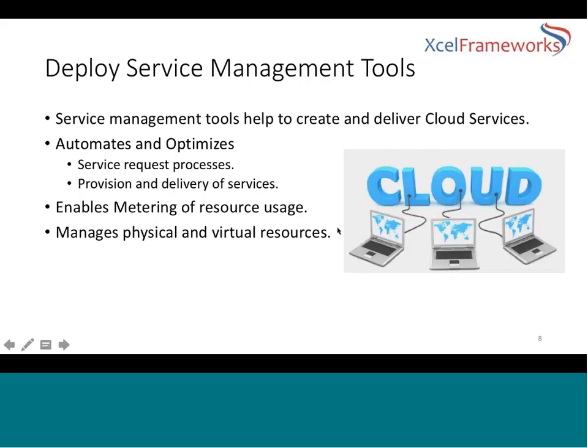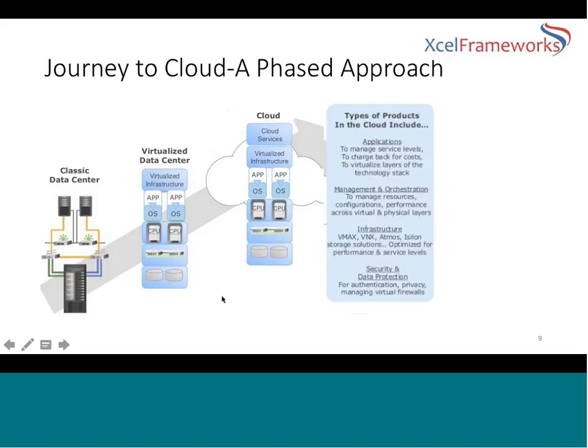Fine. So these are the 3 steps you will take in order to come up with your own cloud. If we start the journey to cloud together, we will have a classic data center, we'll move to a virtualized data center, and then we'll move to cloud. And then we will plan how application management will be done on cloud, how orchestration will be done, what infrastructure will be used, and how to apply security and data protection on cloud. These are the classified activities you will be doing when setting it up.